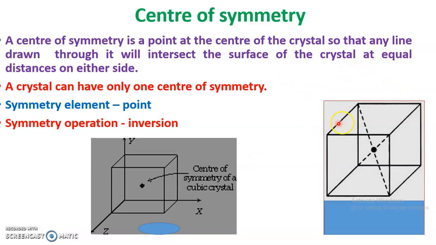That means any line drawn through the center of the crystal intersects the surface of the crystal at equal distances on opposite sides, or on either side. Okay, this is the center of symmetry.